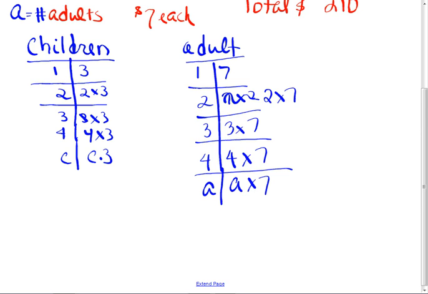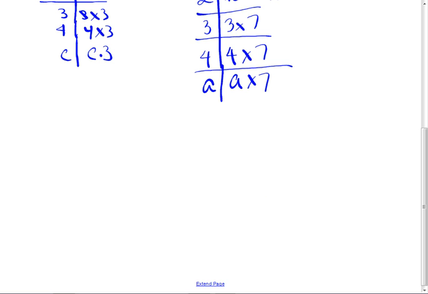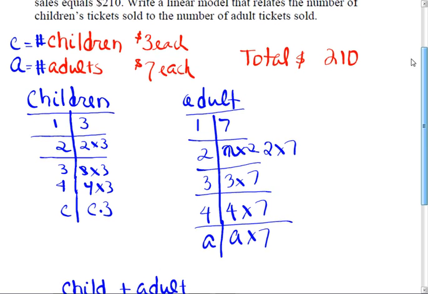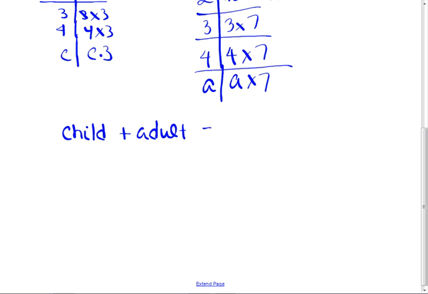Well, here's the plan. It's the amount of money from the children's tickets, plus the adult tickets, and they told us how much money they made. How much money did they make? $210. Now, how much did they make from the children's? I don't know how many children's tickets they sold, but they have 3C.